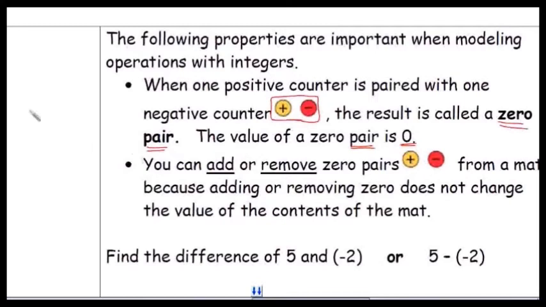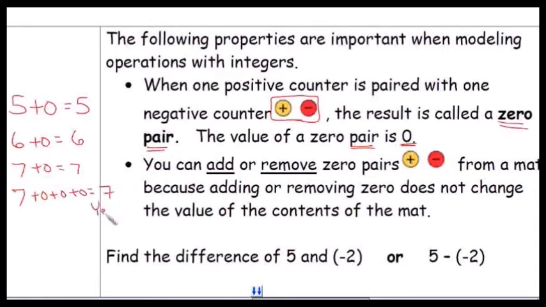Okay, so let me ask you a question. What's 5 plus 0 equal to? Hopefully everybody said 5. 5 plus nothing is 5, right? What's 6 plus 0? 6. What's 7 plus 0? 7. So can I add 7 plus 0 plus 0 plus 0 and I still get 7? And the answer to that would be yeah, it is. Because I can add as many zeros as I want to without changing the value of the original number, which was 7 in this case.